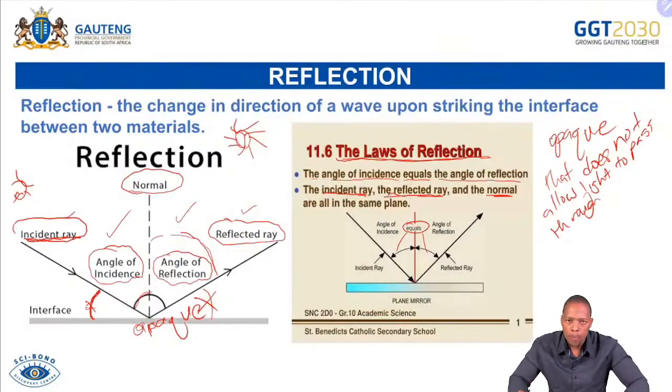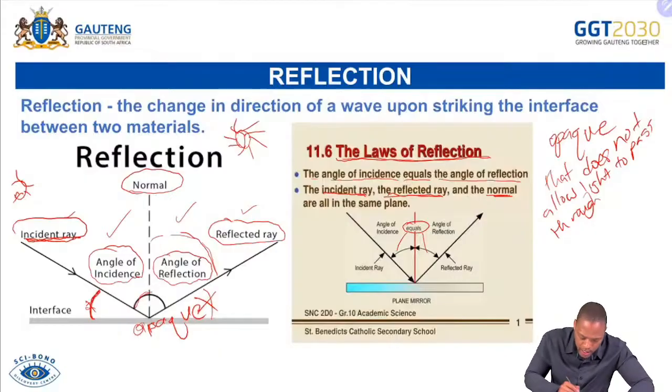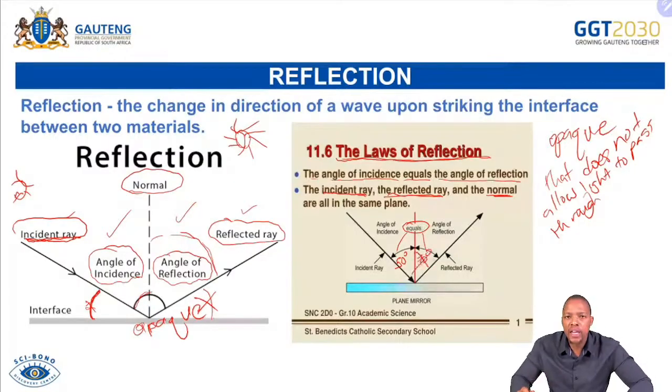That's a law. So you are never going to have an incident ray being incident at an angle of 50 degrees, and then find it being reflected at an angle of 70 degrees. That would be completely incorrect. That is not going to happen. Reflection follows certain laws, and one of them is that the angle of incidence will always be equal to the angle of reflection. So if it was 50 degrees here, it is also going to be 50 degrees as the angle of reflection.